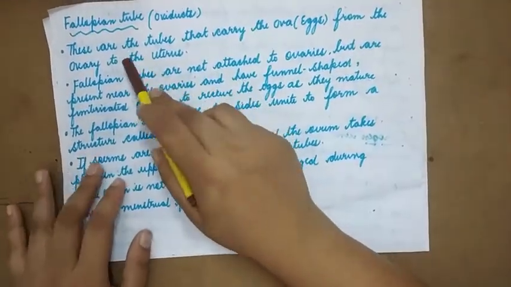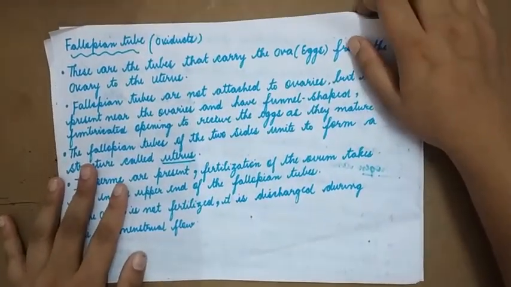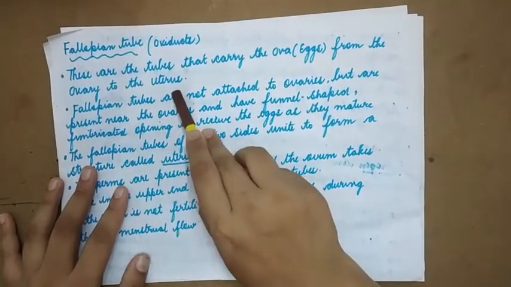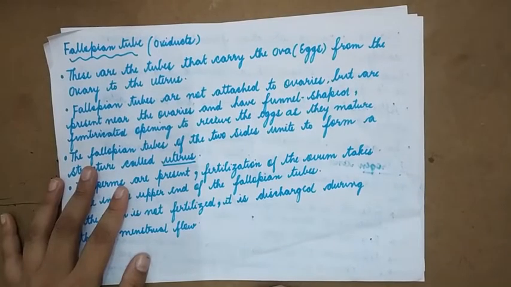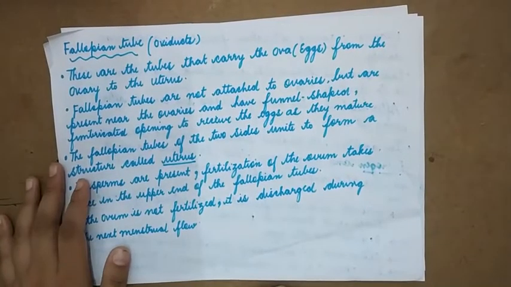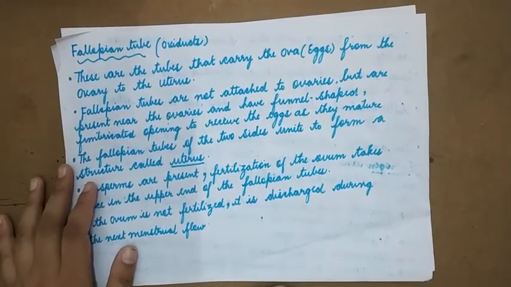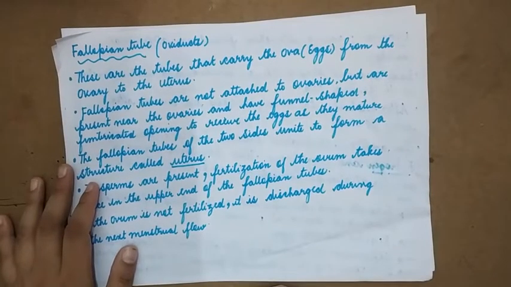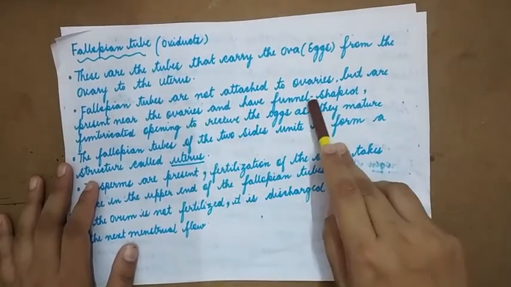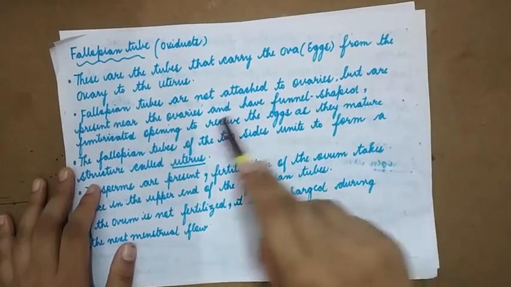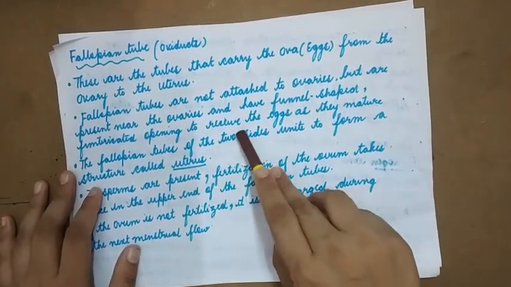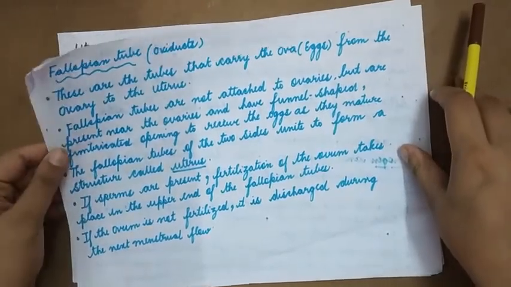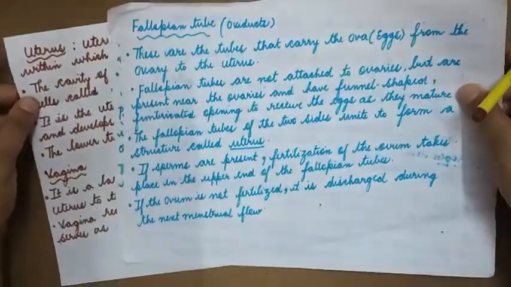Next, moving on to the fallopian tube or the oviduct. These are the tubes that carry the egg from the ovary to the uterus. It is the fallopian tube that carries the egg from the ovary where it is produced to the uterus. The fallopian tubes are not attached to ovaries but are present near the ovaries and have a funnel shaped fimbriated opening to receive the eggs as they mature.